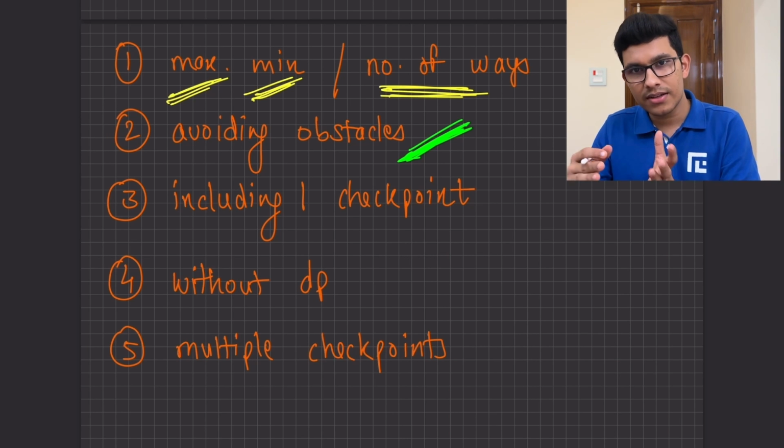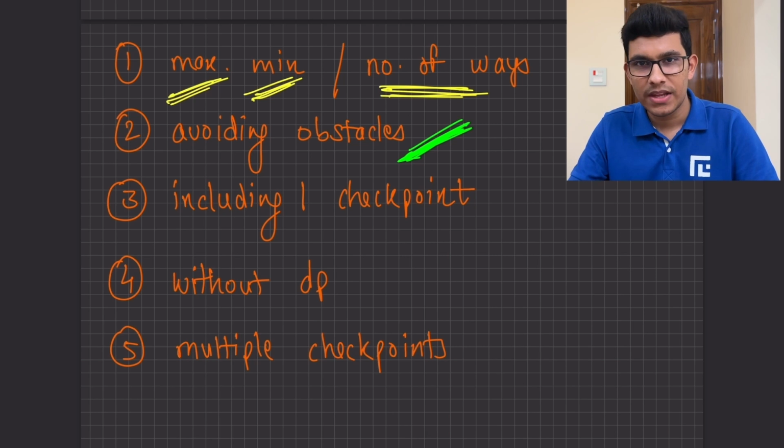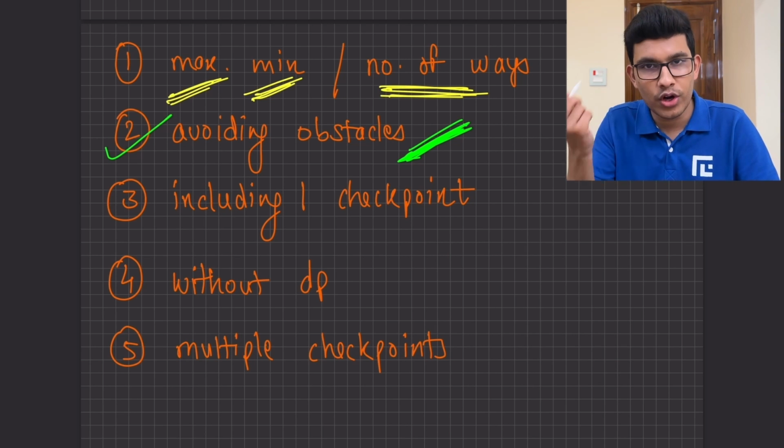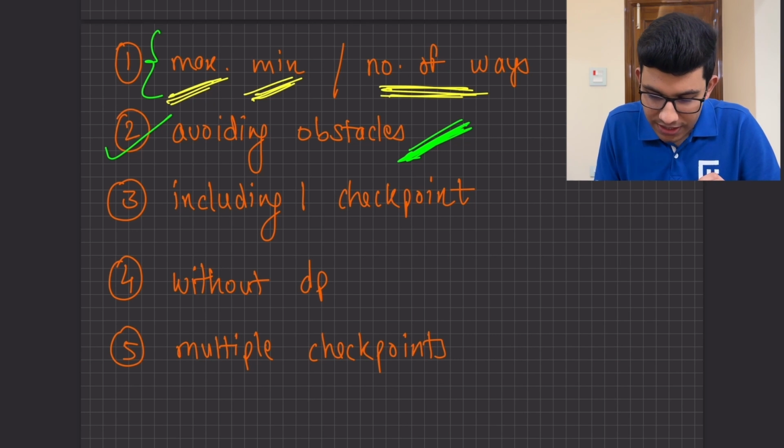We are going to look at some more variations of grids, and that is going to open up your mind even more. So I hope this is clear. How do you avoid obstacles and how do you solve for these same three problems?